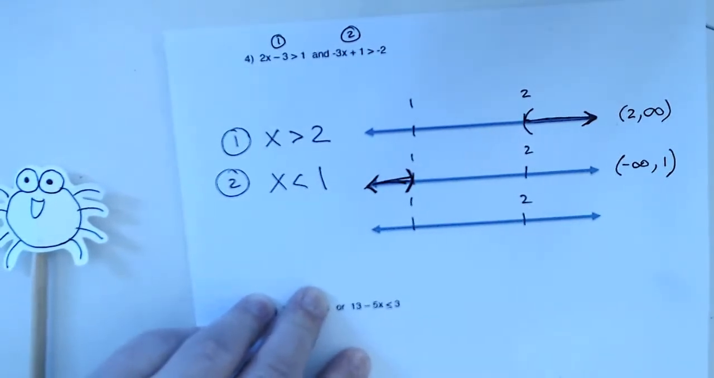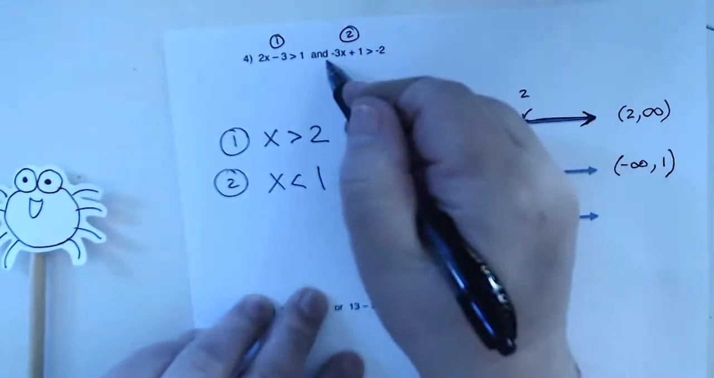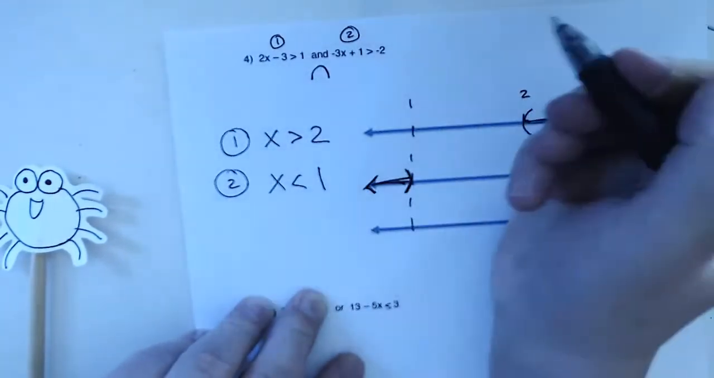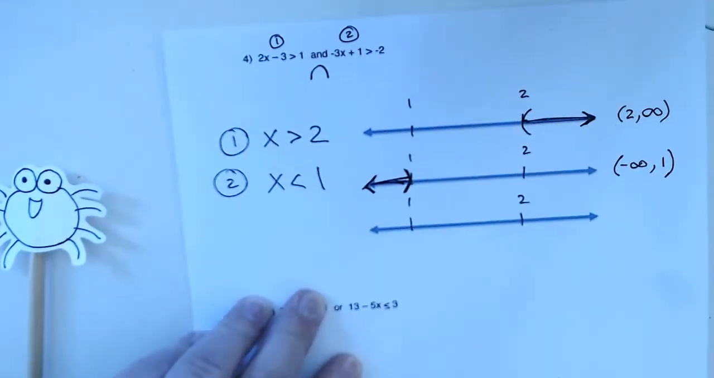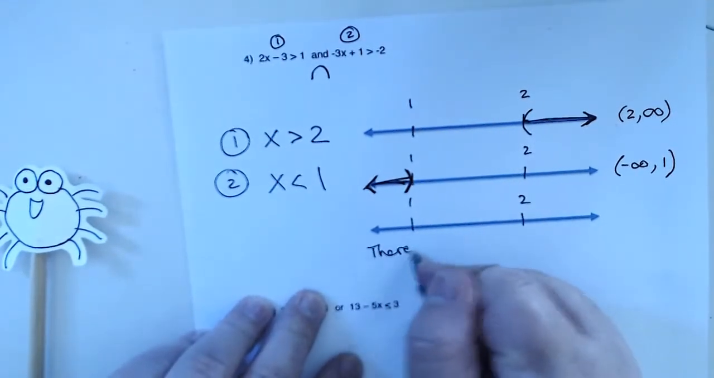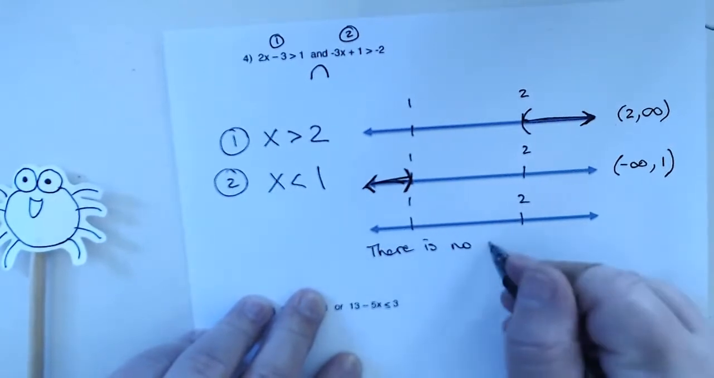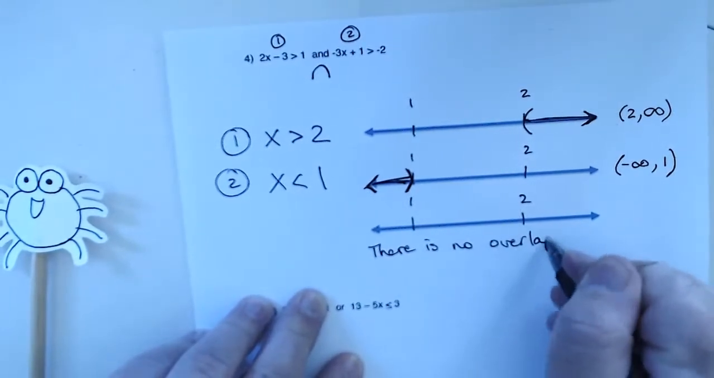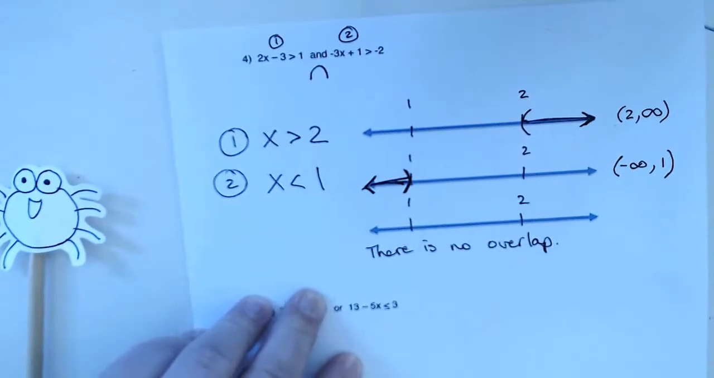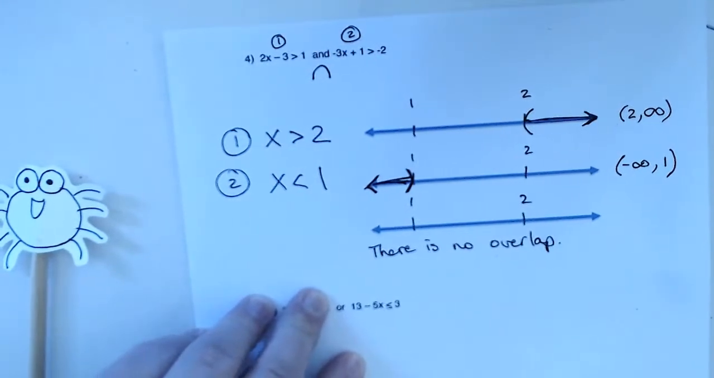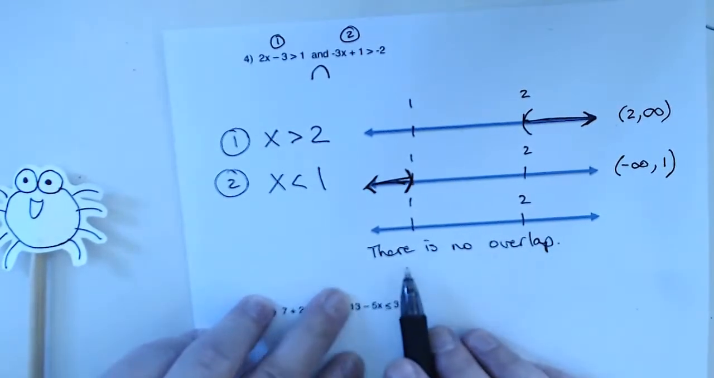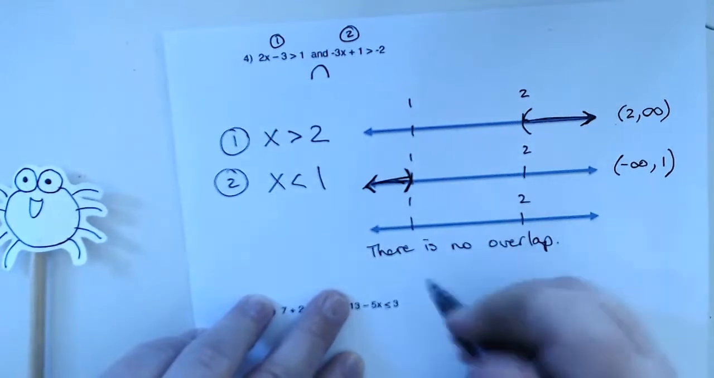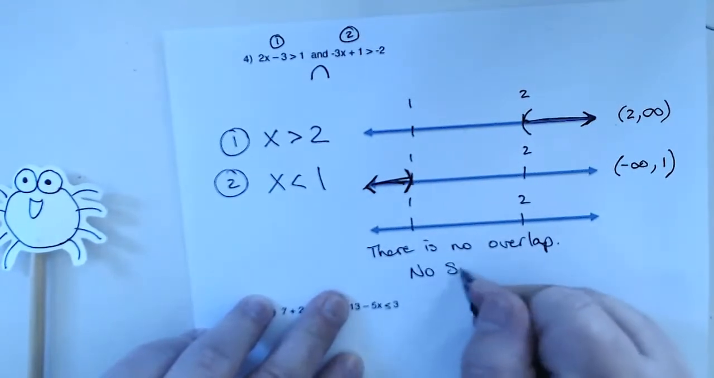So the question is, we've got up here an intersection, which is an overlap. So what is the overlap? And the answer is there is no overlap. So following up with some other things we've talked about. Oh, never mind. I'll skip it for right now. We'll come back to it, I'm sure. There is no overlap, so there's no solution.